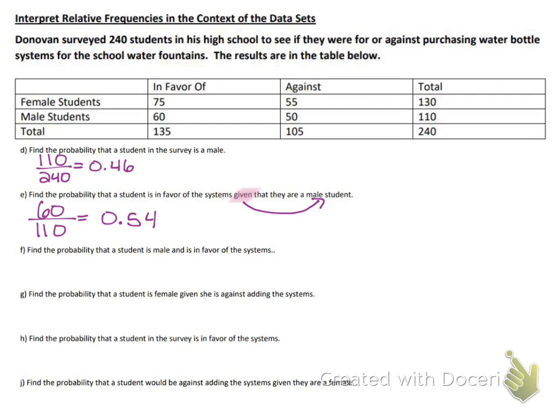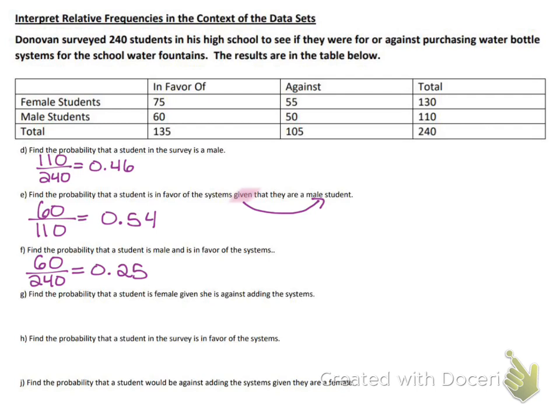Continuing on, problem F, find the probability that a student is male and is in favor of the system. We do not have the word given, so we're going to use that 240 for our total. We have 60 students that are male and in favor of the system. Dividing that out, you get 0.25.